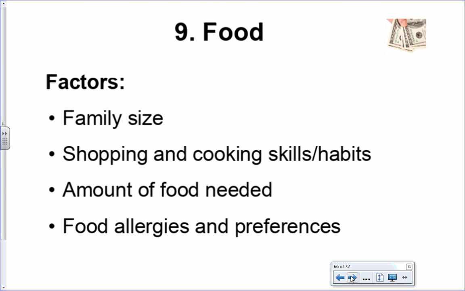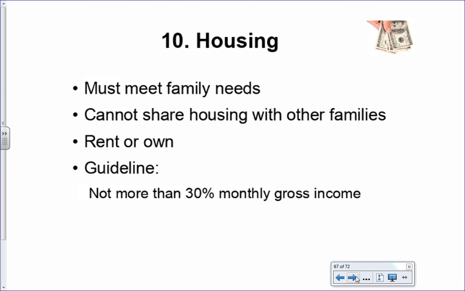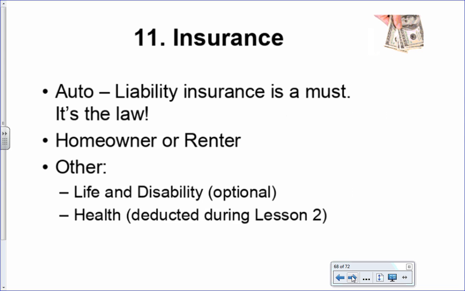Maybe allergies. Housing has to meet your family needs. I cannot share housing with other families. Do I want to rent or own, and not more than 30% of my monthly gross income. So I might not be able to afford the house that I want to live in. Insurance: you need to have auto insurance. It's the law. You have homeowners or renters insurance, and then some people have life and disability, optional, or health.